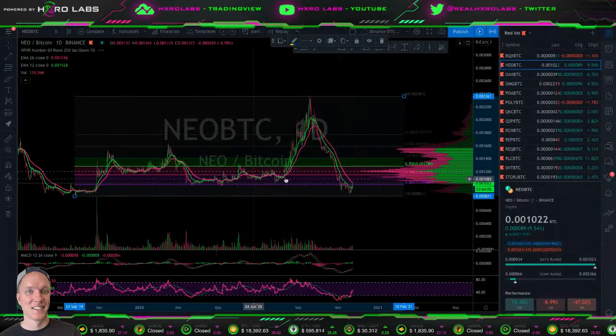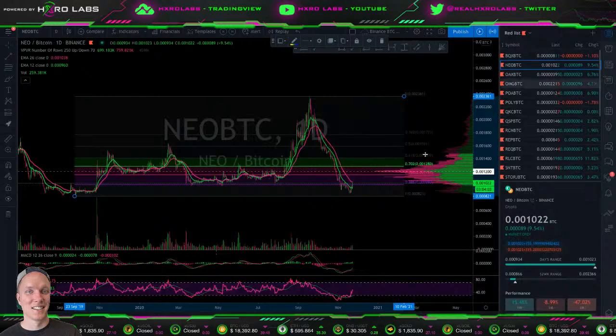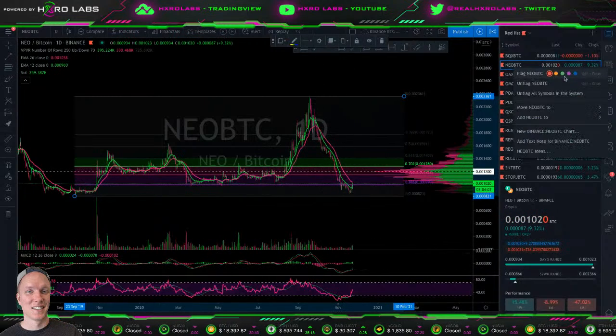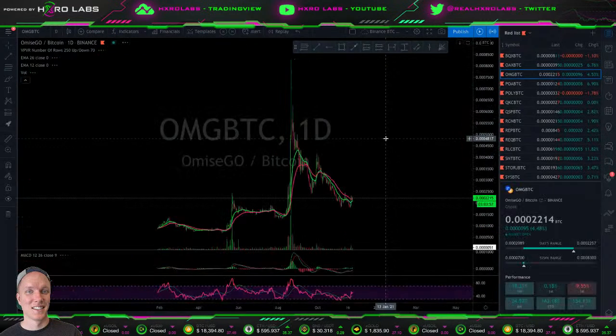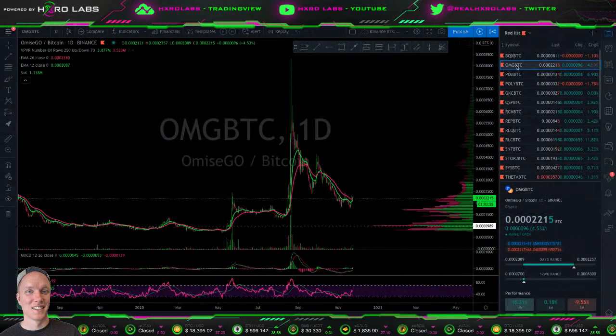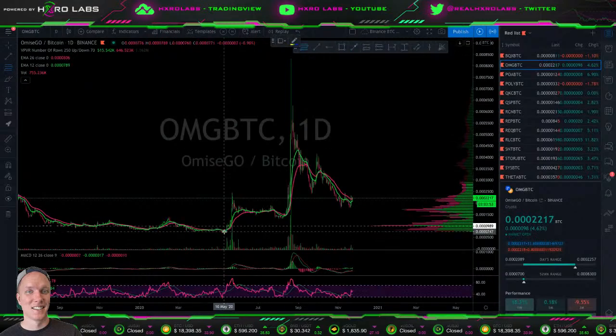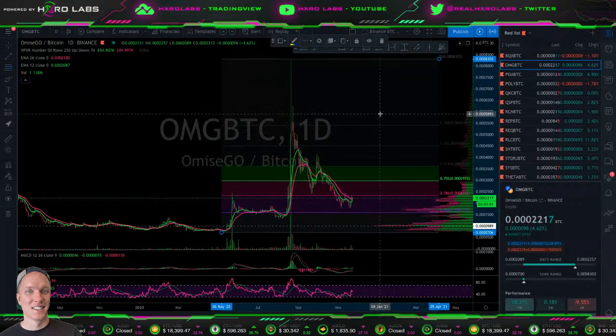It's weaker, but it's Neo. Let's give it an orange. Bullish divergence. Nope. At the lows. Get rid of that. OMG looks really good as far as location goes.